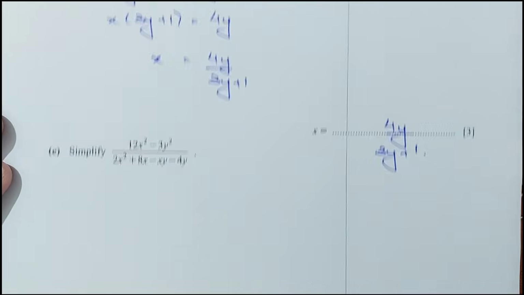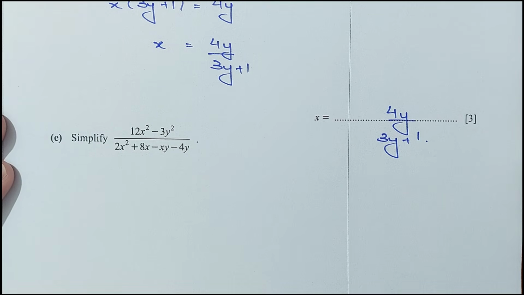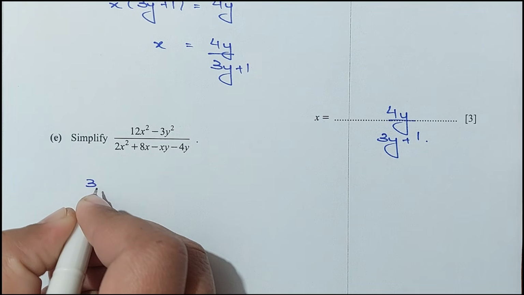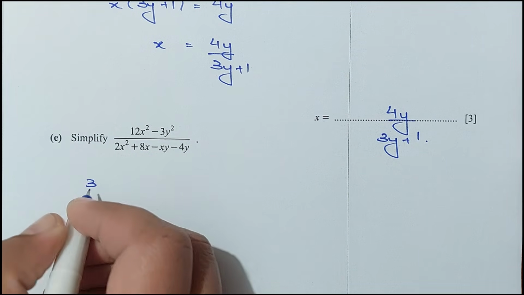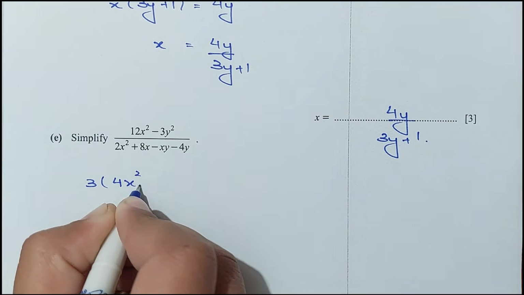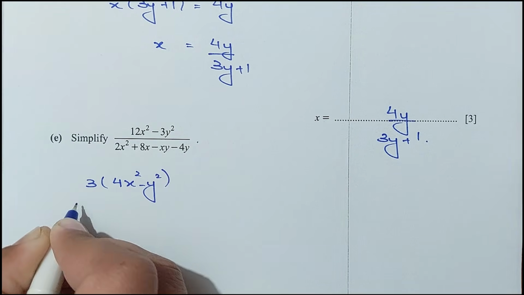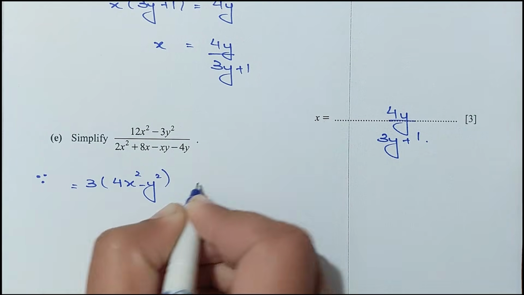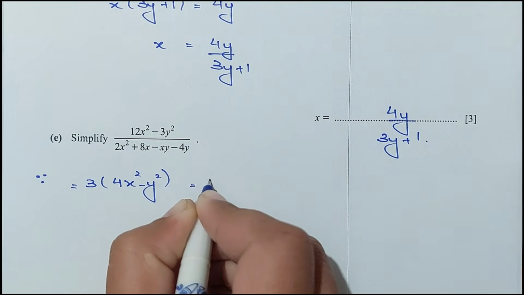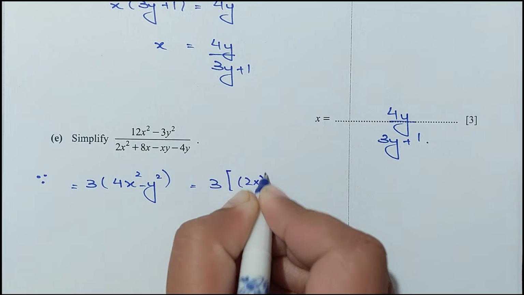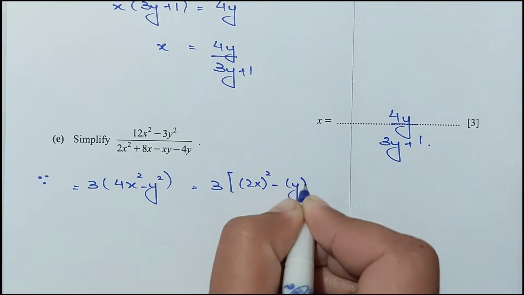Right. Now for part E, we have to simplify this. In the numerator, 3 and 12, 3 is common, and x square, y square just stays the same. 3 times 4 is 12x square minus y square. Let me just solve the numerator first. This would be equal to 3 common, here we have 2x square minus y square.